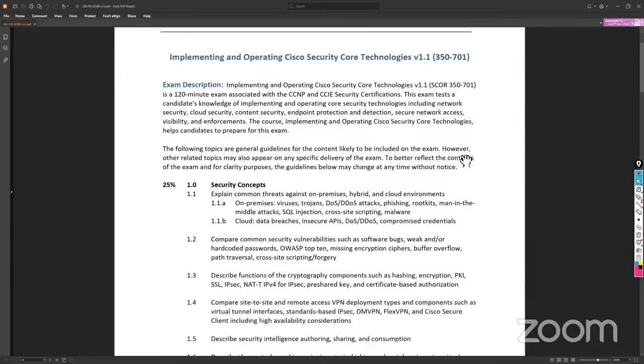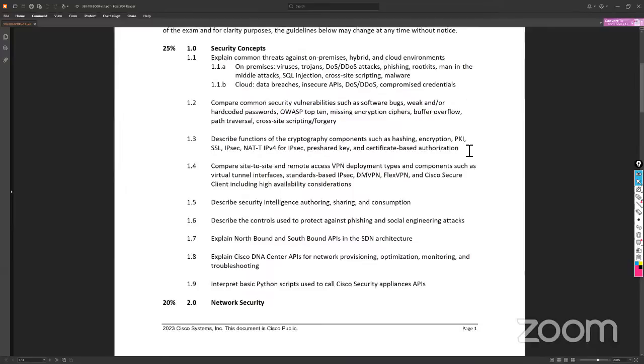As you're going to see, anytime you go through Cisco's blueprints, some of the keywords are very important and can help you understand what and how much you need to prepare for that particular section. For example, security concepts is going to be mostly theoretical. There's nothing to configure in this section, and this is about 25% of the exam.